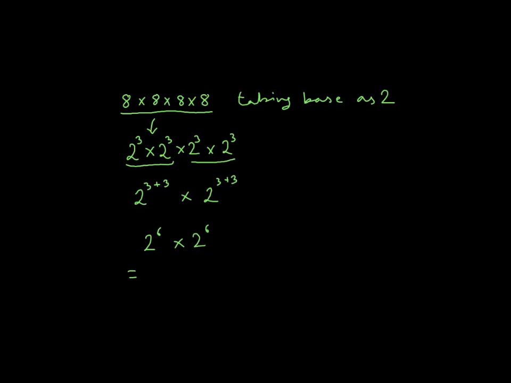Now again we can apply the first law. We have 2 raised to power 6 into 2 raised to power 6. 2 can be taken common. The powers will be added as 6 plus 6. So your final answer will be 2 raised to the power 12. So we have written the given number as power of 2.